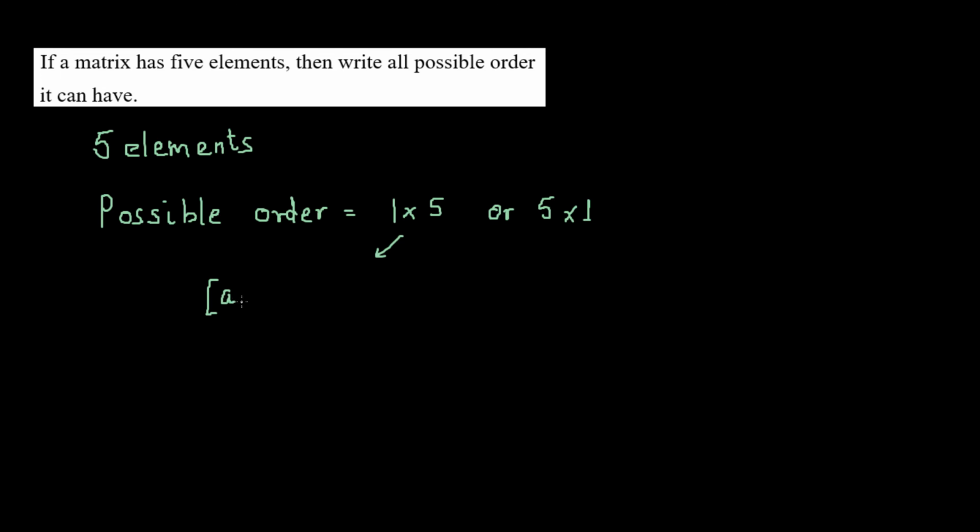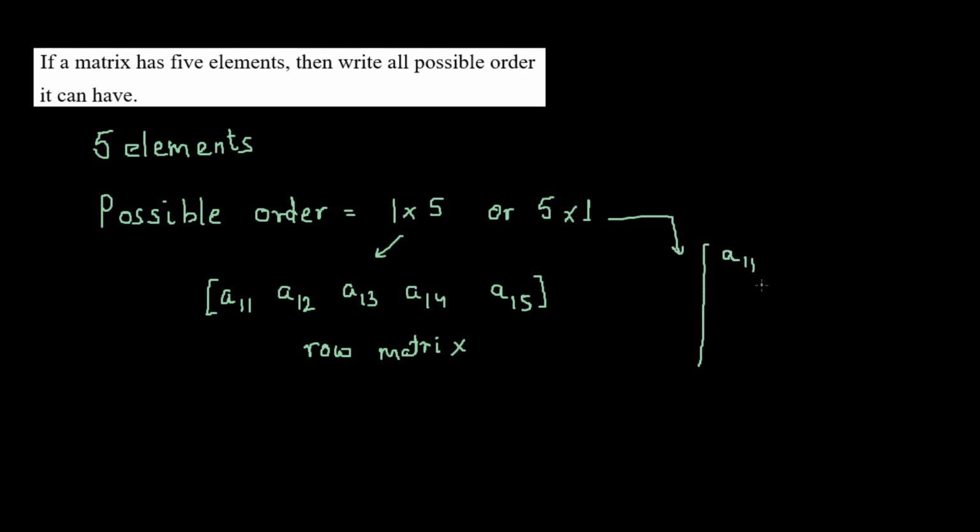So we have A11, A12, A13, A14, A15. This will be a row matrix. And then we'll have a column matrix for this particular case, and that will look something like A11, A21, A31, A41, and A51. So these will be the two matrices. So there are two possible matrices. Let's go to the next one.